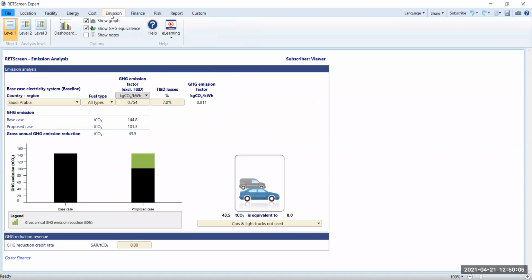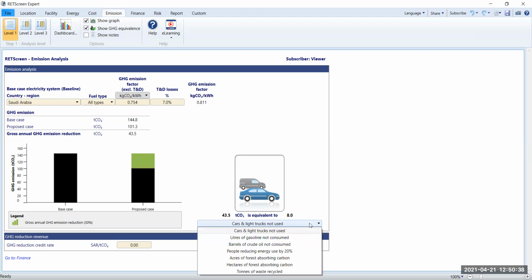Then you can automatically see the emissions. Without the solar collectors you are basically using fuel and electricity, which means there's a power plant somewhere. You are generating 144.8 tons of CO2 per year. After using the solar collector, this number has dropped to 101. So we are actually saving 43 tons of CO2, or carbon dioxide.